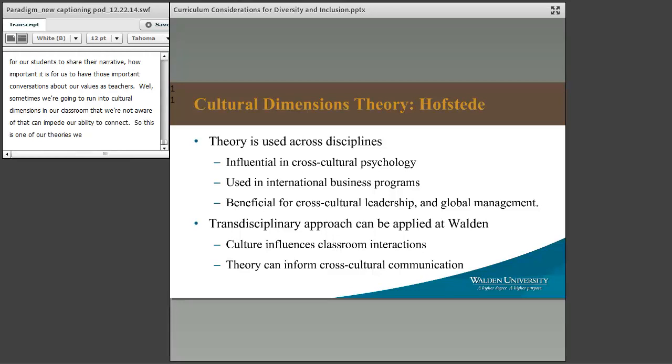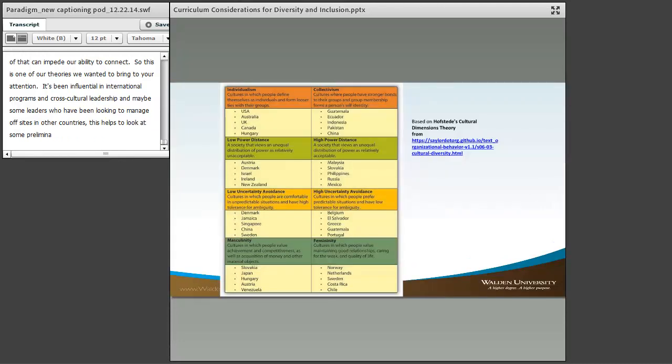It's been very influential in international business programs and cross-cultural leadership, for individuals who are looking to manage a team that's off-site, maybe in China, in another country. This theory has really been very useful in helping understand and look at some of the limitations and impediments you might encounter in your classroom as you're attempting to have these important conversations.